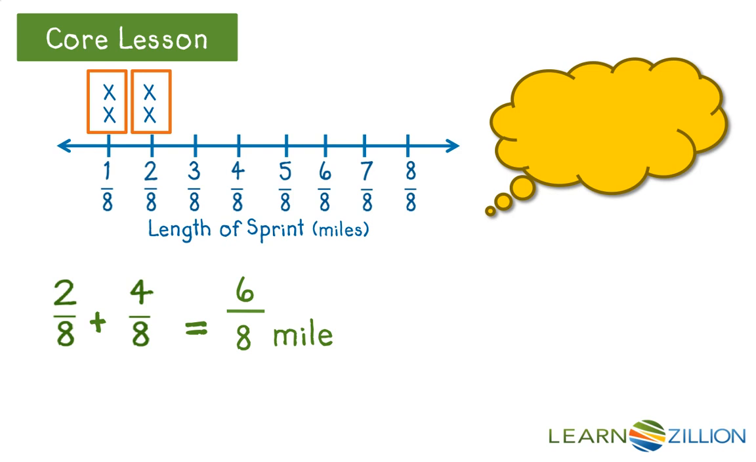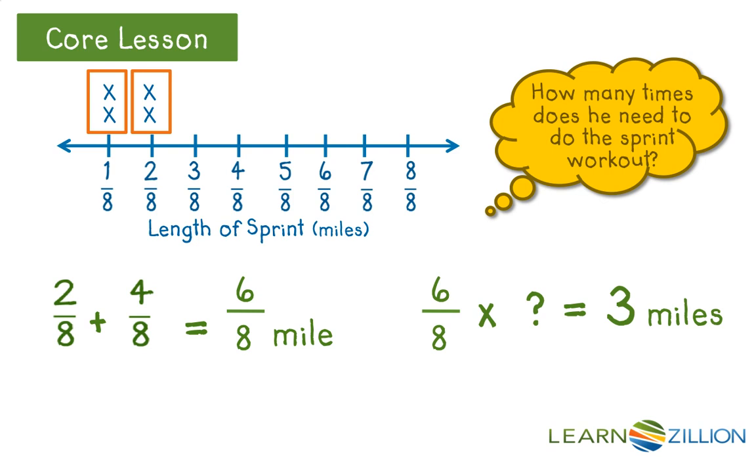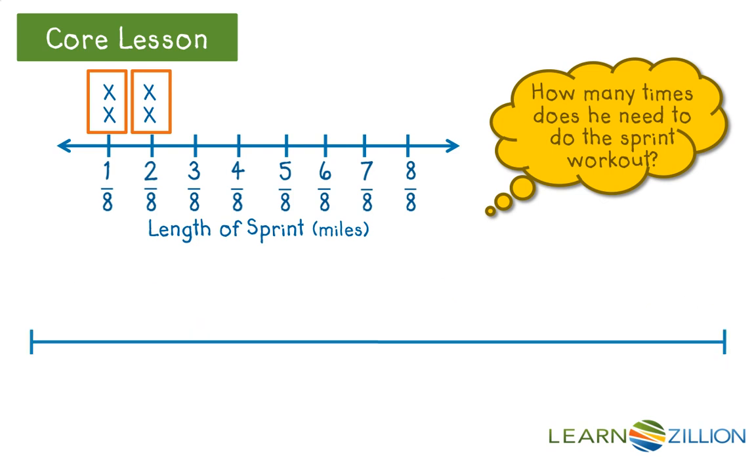So how many times does David need to run the 6/8 mile workout in order to meet his goal of running 3 miles? We can multiply 6/8 times something to get 3 miles. Let's draw our 3 miles on a number line. 3 miles is the same as 24/8 because 24 divided by 8 equals 3. Having a fraction with the denominator 8 makes it easier to work through this problem.